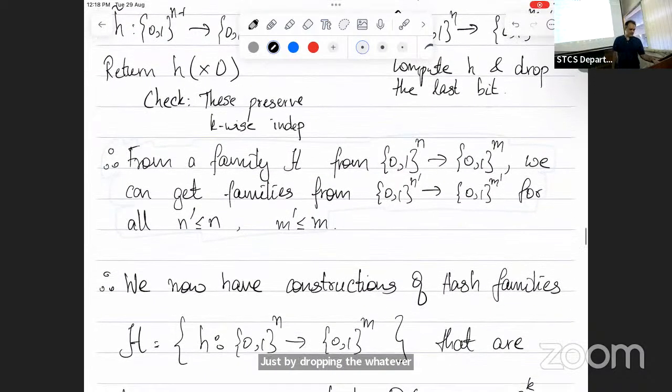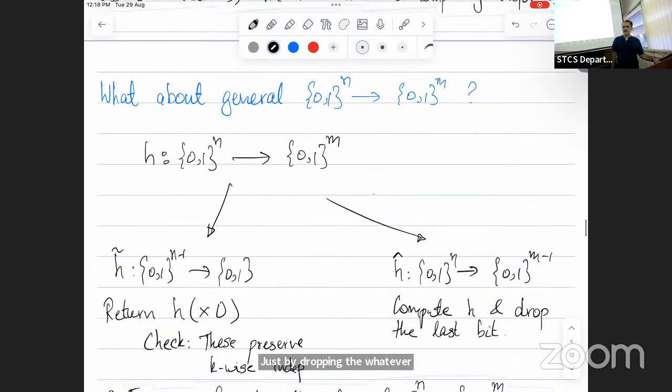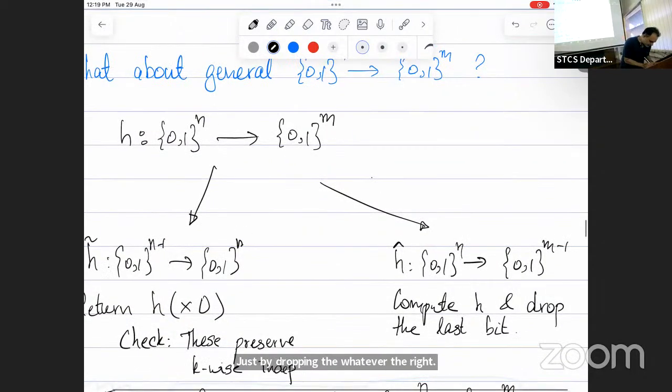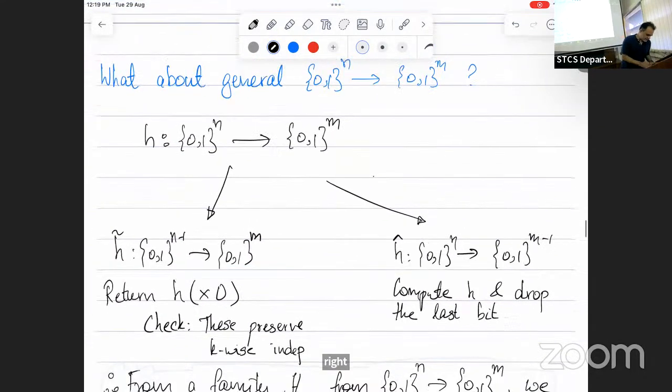So in the first one, why did you drop all but one of the coordinates? Did you mean {0,1}^n? Oh, sorry. I meant {0,1}^m. I mean, this was to say shrinking the input by 1 and shrinking the output by 1. That's what I meant.